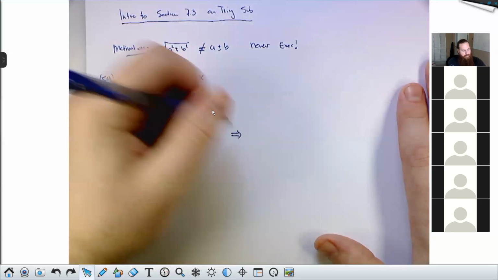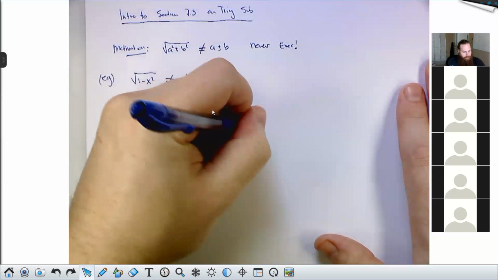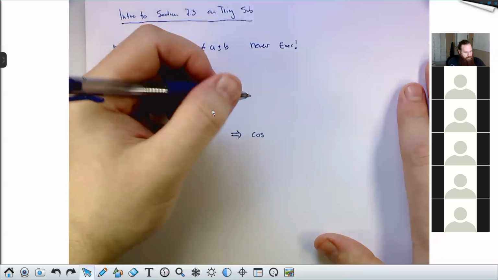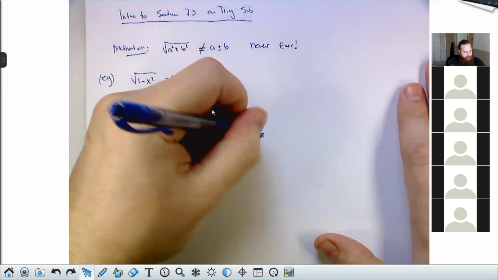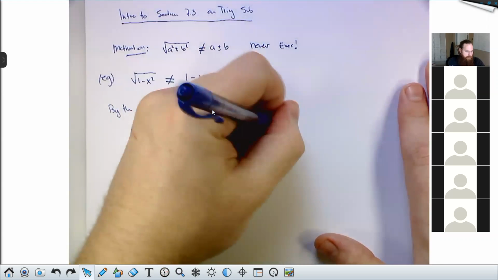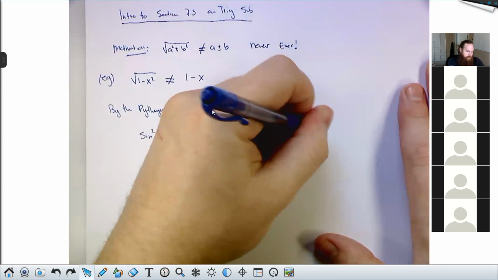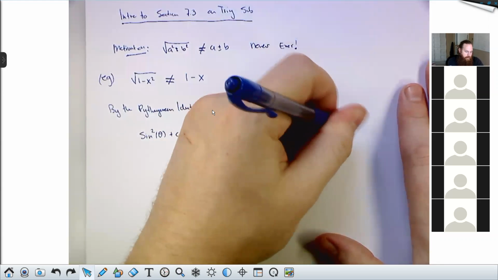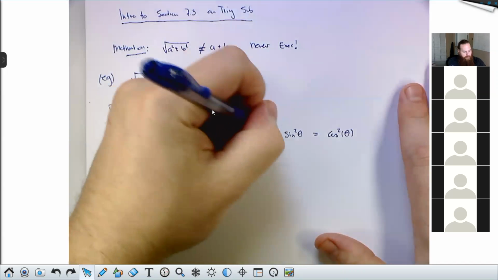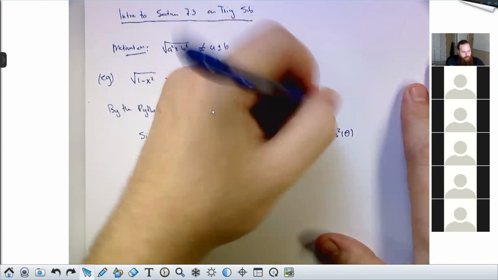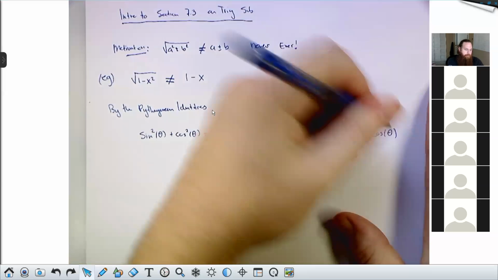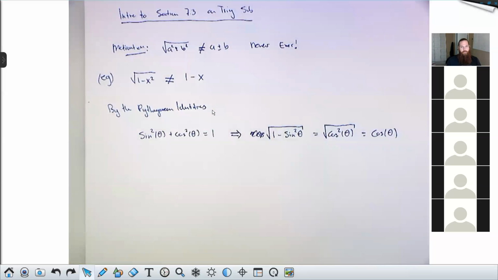This implies, for example, let me write it like this, that 1 minus sine squared theta is equal to cos squared theta, right? Which means that the square root of 1 minus sine squared theta is the square root of cos squared theta, which is just cos theta.